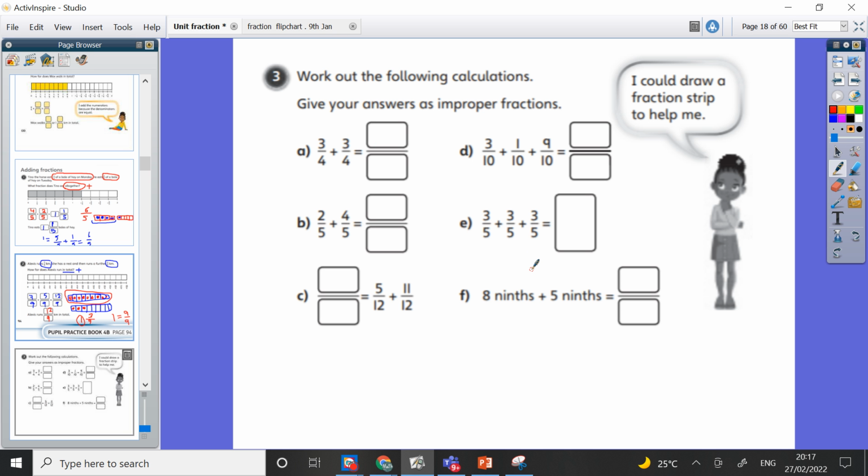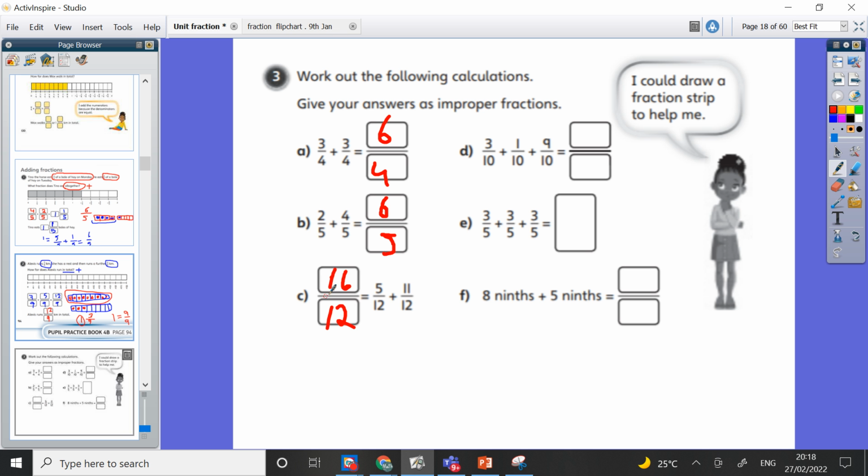3 plus 3 equals 6 over 4. Never write 6 over 8. Okay, question B. 2 over 5 plus 4 over 5 is equal to, only add the numerators, 6 over 5. Question C. 5 over 12 plus 11 over 12 is equal to 16 over 12.